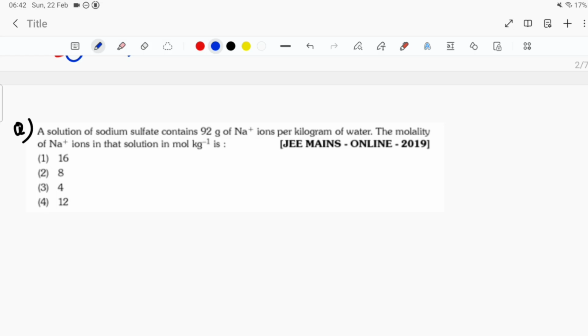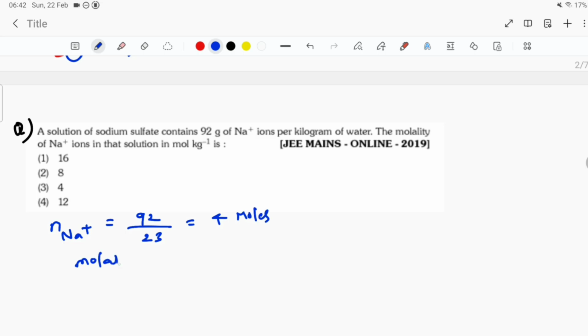Okay. The molarity of Na plus ions in that solution in mole per kg is asked. First of all, we should know that in 92 grams of Na plus they mention. So the number of moles of Na plus, first you have to calculate, which is 92 by sodium molecular mass 23. So 4 moles of Na plus present.